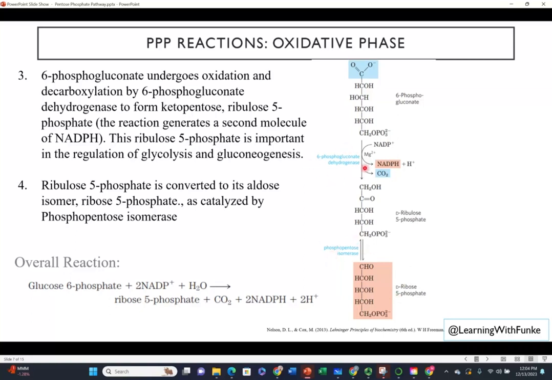Keep in mind, you need to remember these enzymes, as these are typically concepts that are tested on exams. Okay. And so here, once again, I've provided the overall reaction for the PPP pathway.